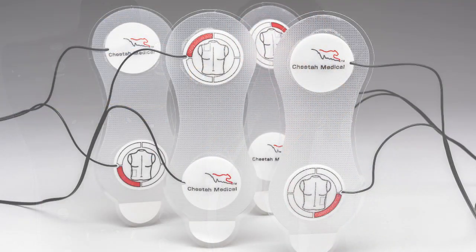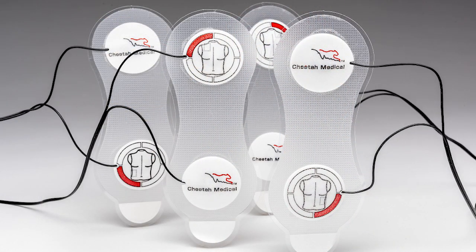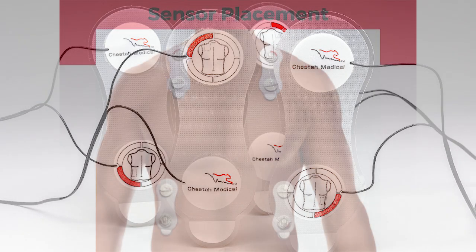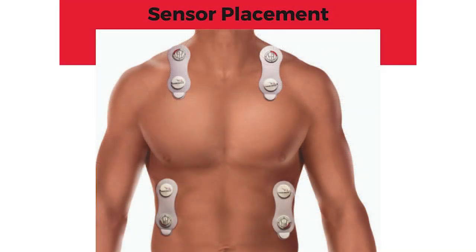All right, so let's talk about proper sensor placement. Essentially what we want to do is build a box around the heart with the sensors. So you need two sensors above the heart, above the aortic arch, and two sensors below the heart. Let's start with the upper sensors. You'll notice on the sensors you can see a picture of the frontal view telling you where to place the sensor on the patient's thorax.